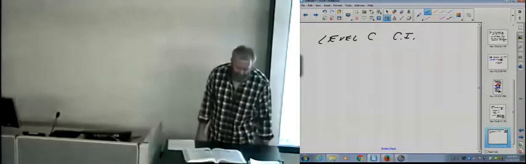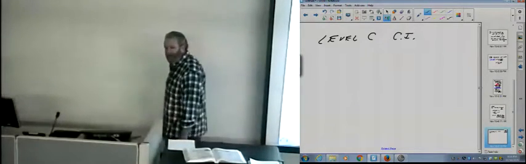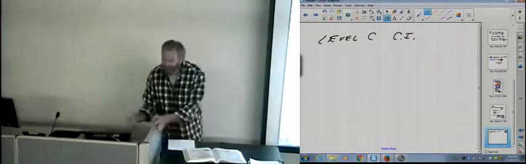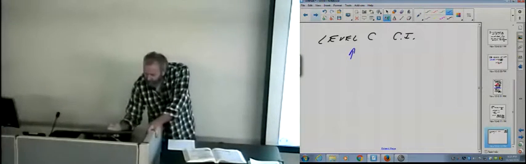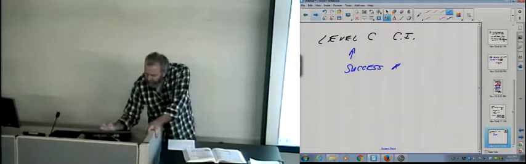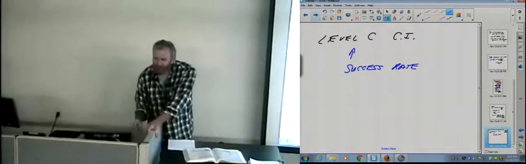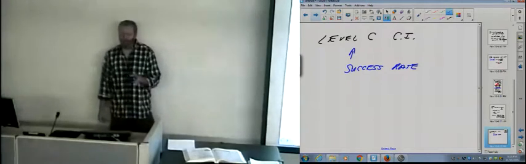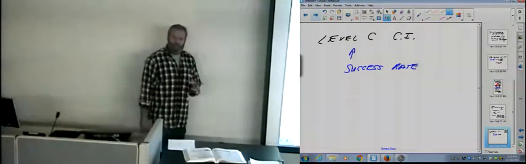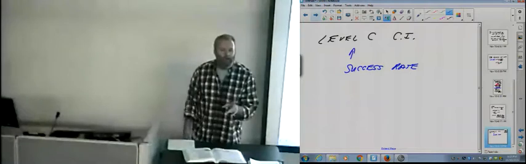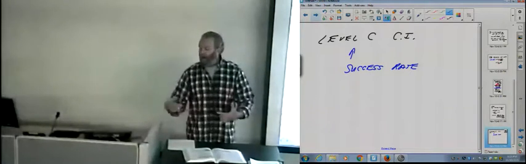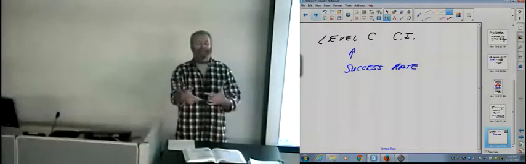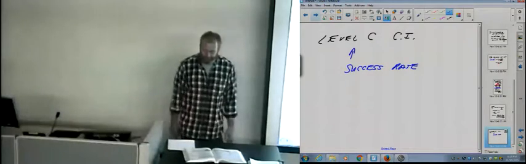That is, the confidence level is the success rate for your method. This level C, this is your success rate. It's how often you will be successful if you do this over and over again. Remember, when we do it one time, we don't know if we're successful or not. We give it a probability to tell you how often our method, how often our confidence interval, gives a correct answer.